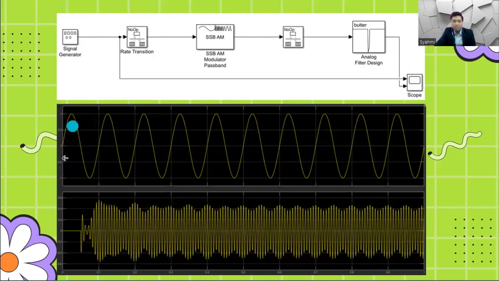And as we can see in the results, the top is the original signal, and the one below is its SSB modulation signal. As we know, and as we can compare from the DSB, the SSB modulation signal usually has a higher output amplitude than the DSB-SC modulation signal. So that we should know.